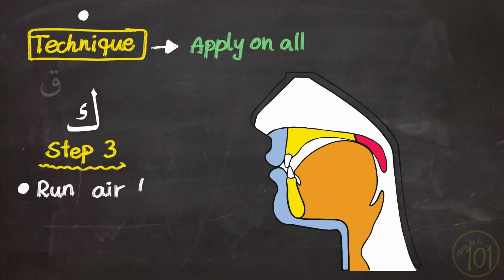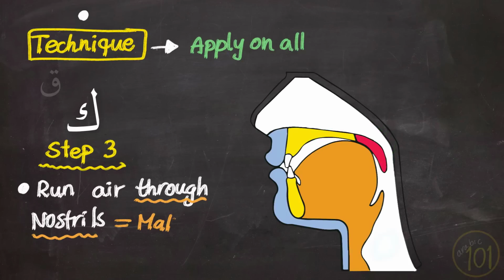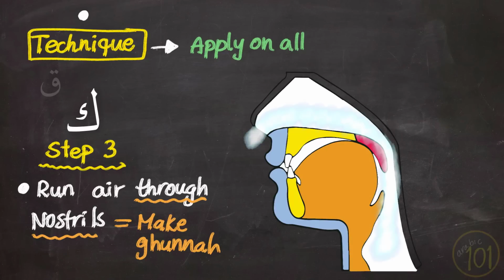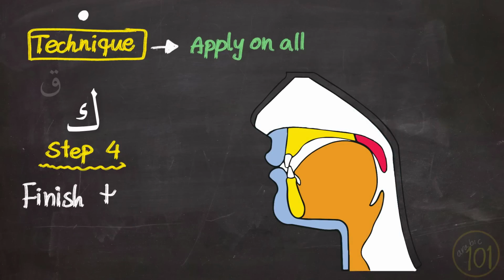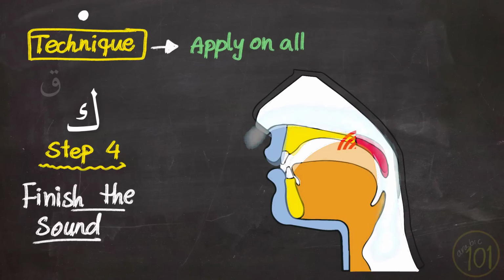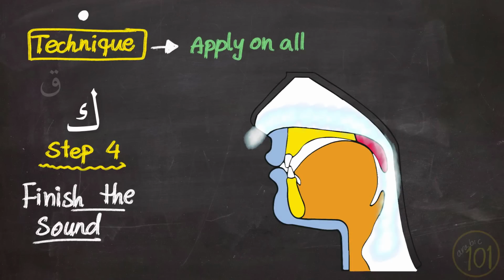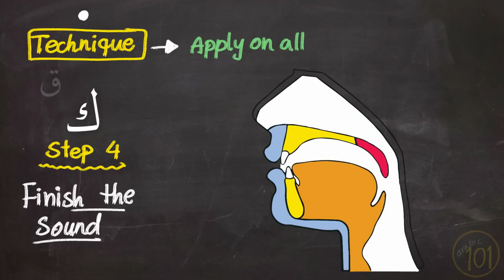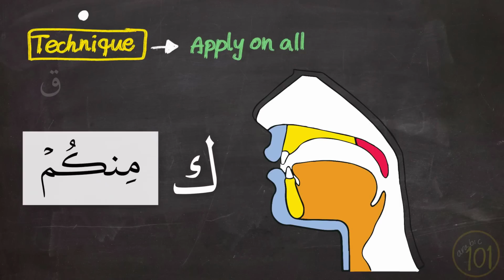Step 3. While holding, start running air through the nostrils. Try elongating that sound to save that muscle memory. Now finish the movement with the rest of the kaf. Kum, kum. That's basically how you perform the 95 or 96% ghunnah of ikhfaa of the kaf.